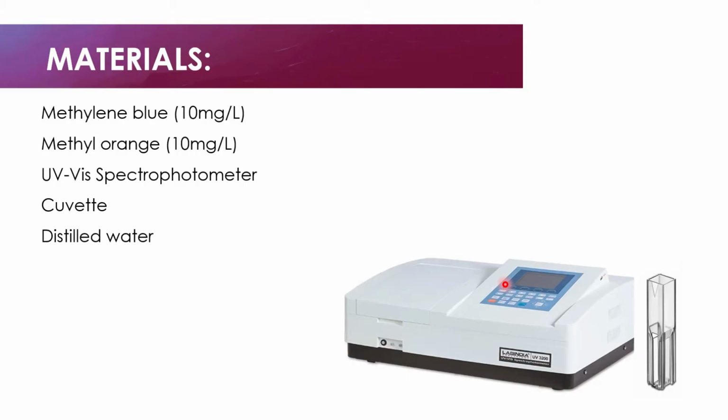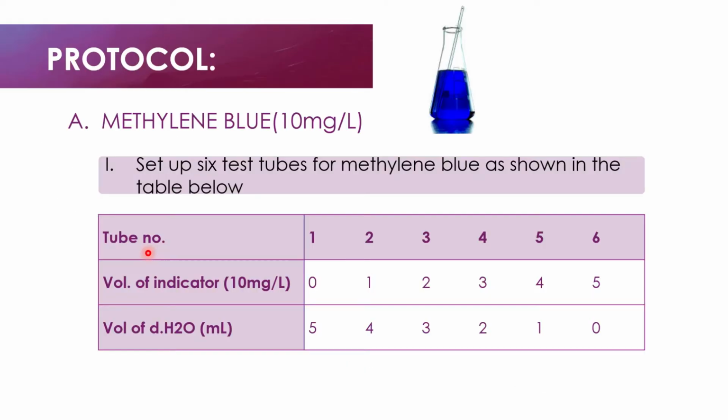So now let us look at the materials that are needed to carry out this experiment. So we have methylene blue of concentration 10 milligrams per liter, methyl orange of concentration 10 milligrams per liter. We have the UV-Vis spectrophotometer, we have the cuvette and the distilled water. So these are basically the materials that we will need to carry out this experiment.